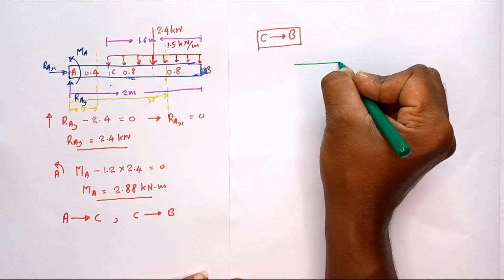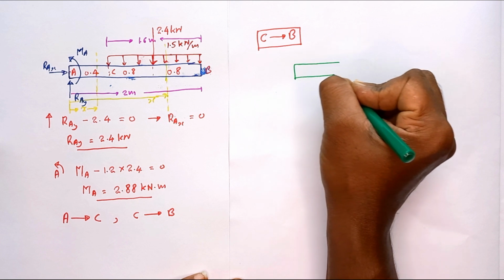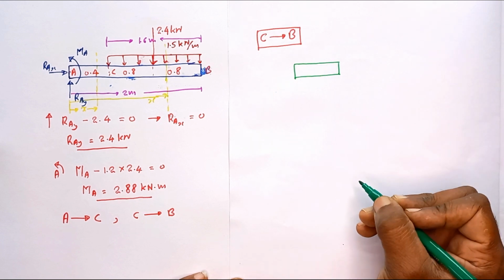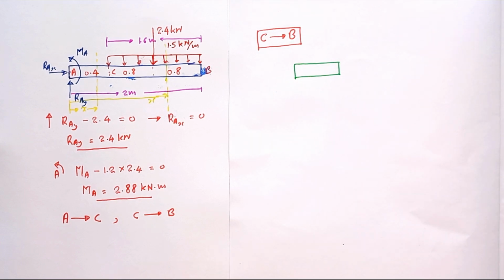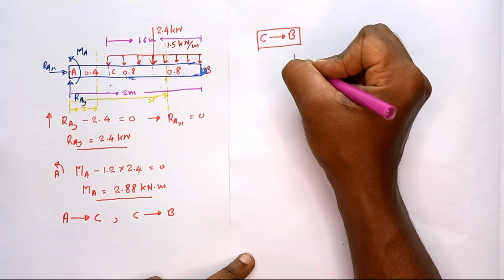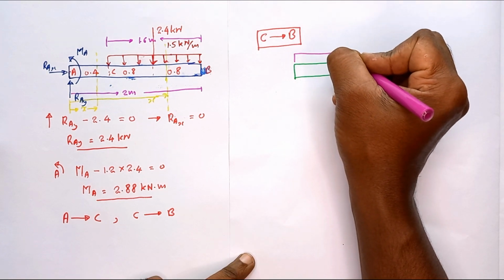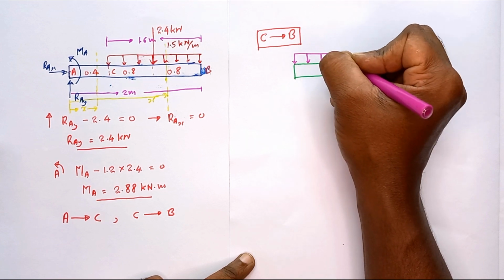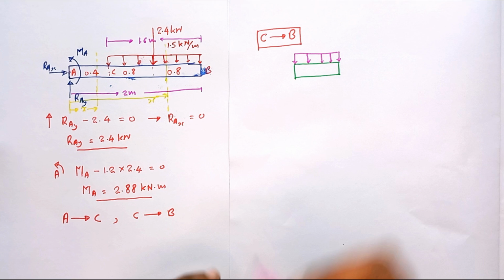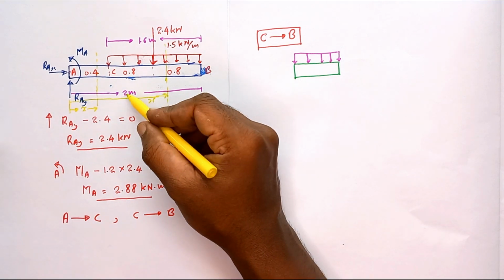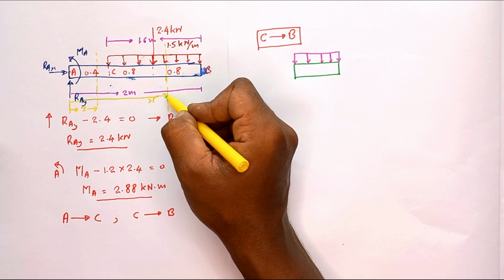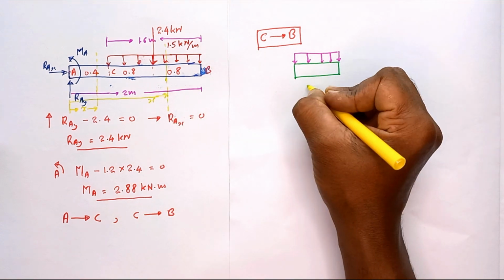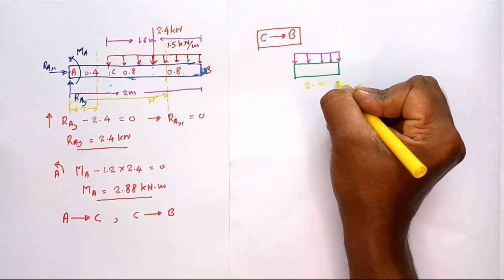Okay, this is the part. Then the distributed load is acting on this separated beam part like this. This is the distributed load. Then the total length is equal to 2 meters. Then up to this point is x, so that is 2 minus x length.